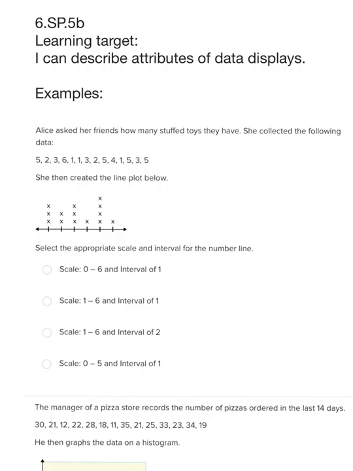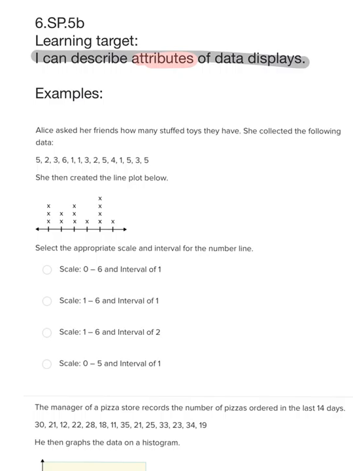Lesson 6.sp.5b learning target. I can describe attributes of data displays. Attributes are characteristics. So basically, I guess I could have just said I can describe data displays. So, examples. Don't write down these examples. Today we're just going to write down the quick check in your notes. So just follow along.